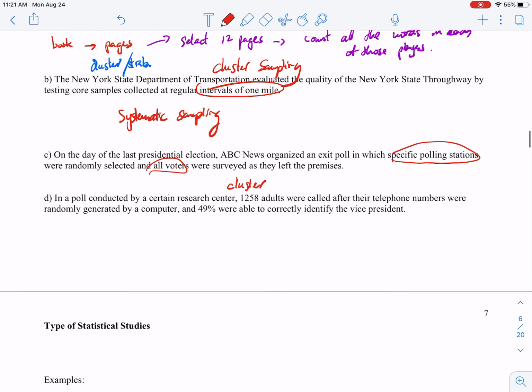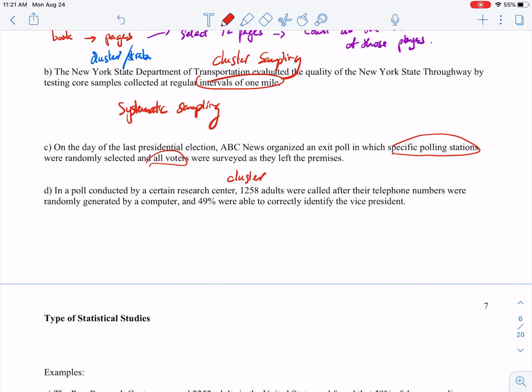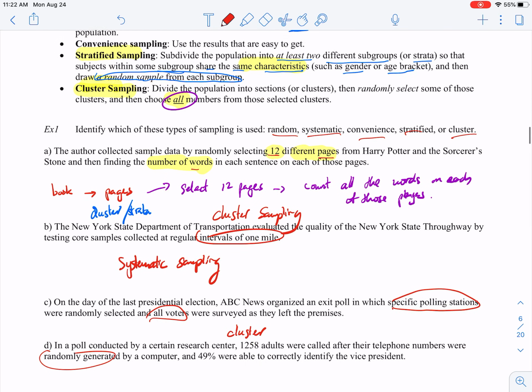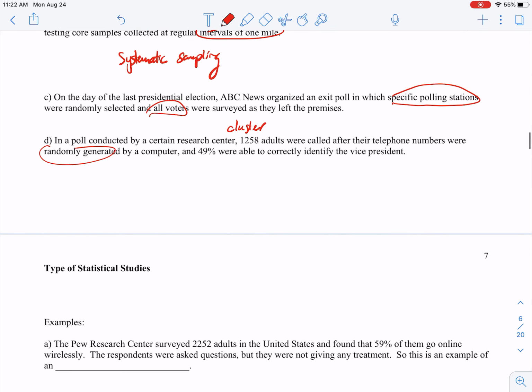Okay. D: in a poll conducted by a certain research center, 1258 adults were called after their telephone numbers were randomly generated by a computer, and 49% were able to identify the vice president. So telephone numbers were randomly generated, that's the keyword. So in this case, it's going to be random sampling. Just random. Okay, pretty simple. There's no cluster, there's no stratification there.